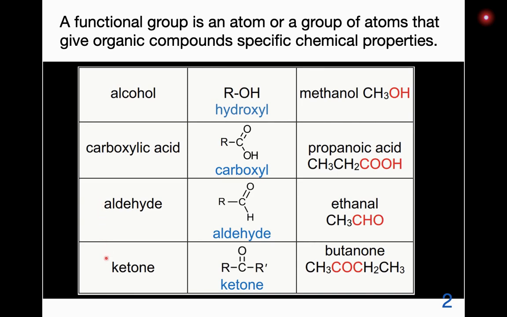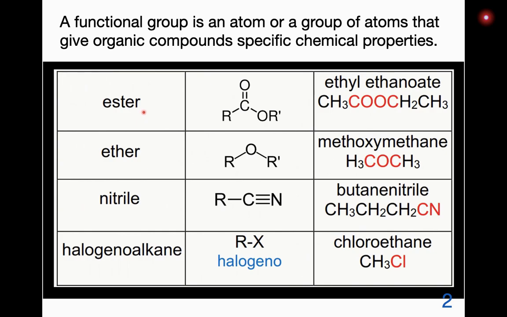The aldehydes and the ketones both have a carbon double bonded to an oxygen, which is a carbonyl group. In the aldehydes, the carbonyl group is bonded to one other alkyl group. In the ketones, it's bonded to 2 alkyl groups. An example of an aldehyde is ethanol. An example of a ketone is butanone. Next, we have the esters. This is the ester functional group. An example is ethyl ethanoate.